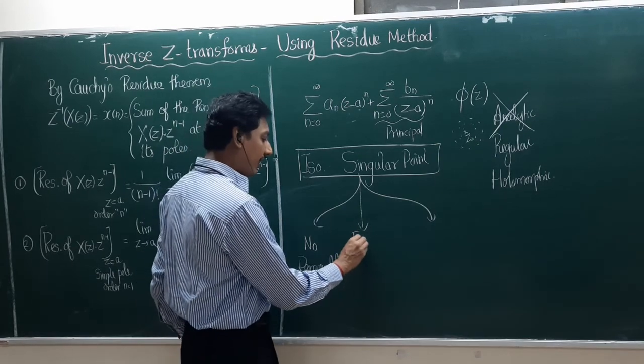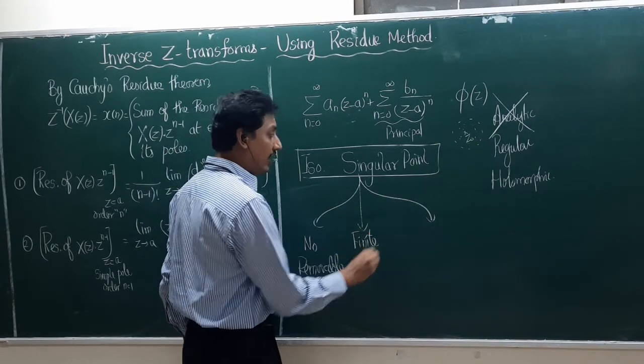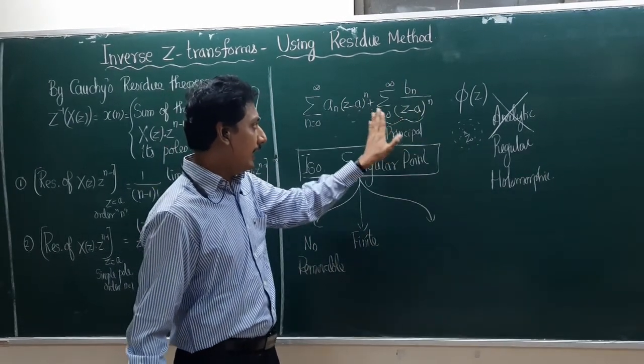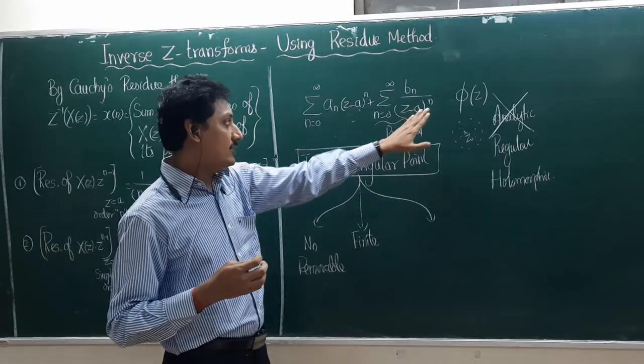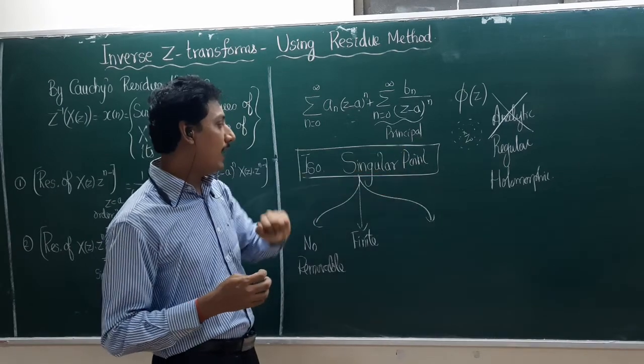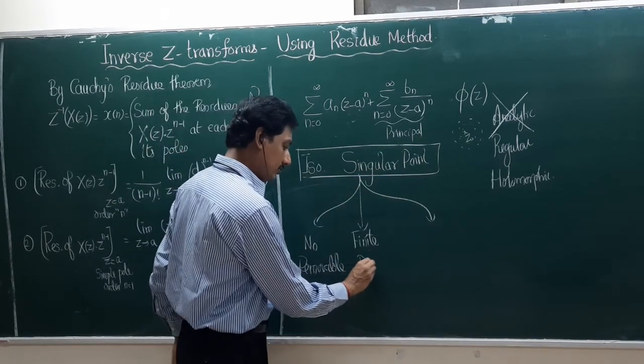Suppose there are a finite number of terms in the negative powers of z minus a when we express it as the Laurent expansion in the principal part, then it is called a pole.